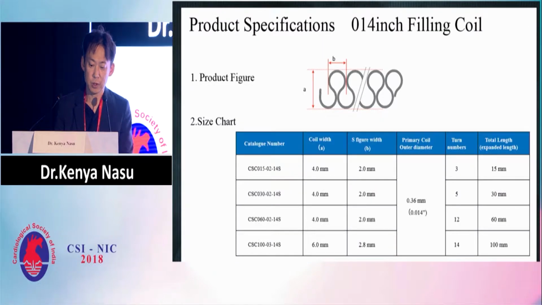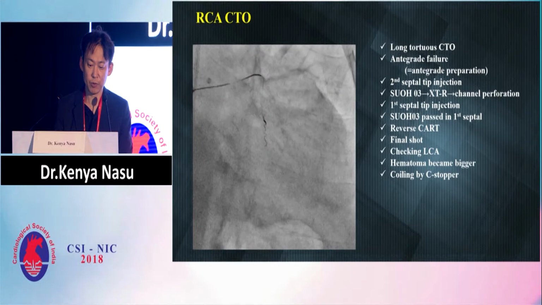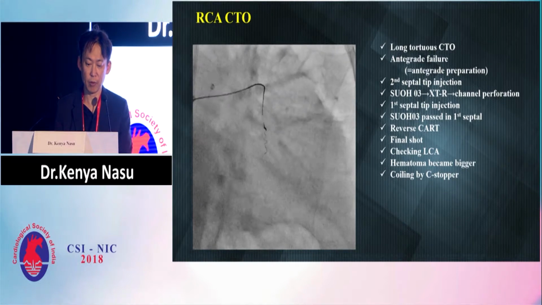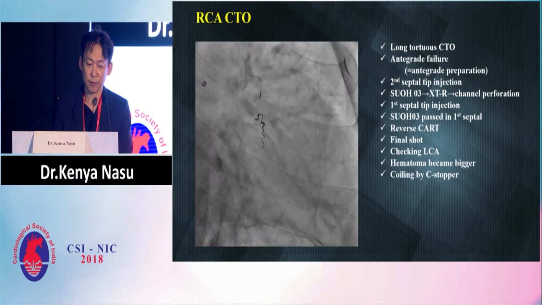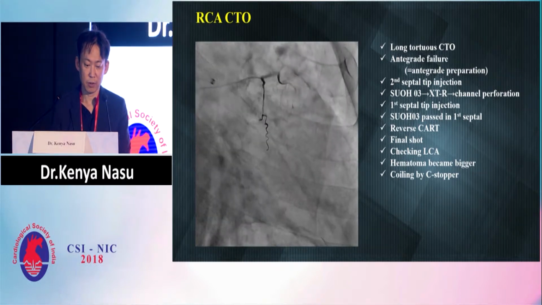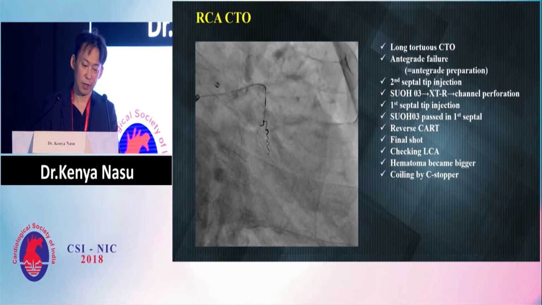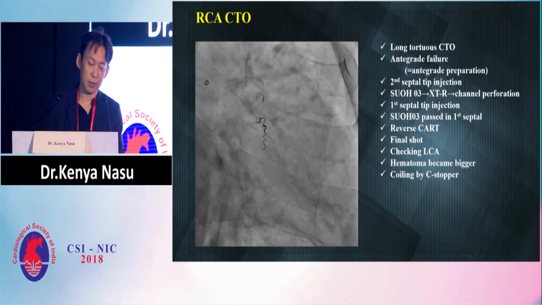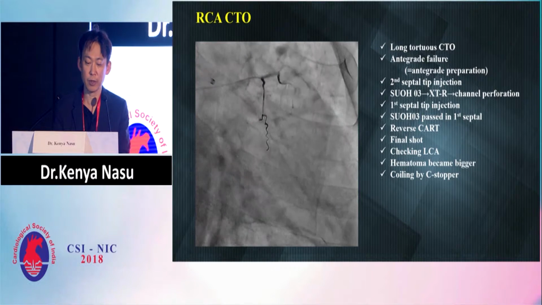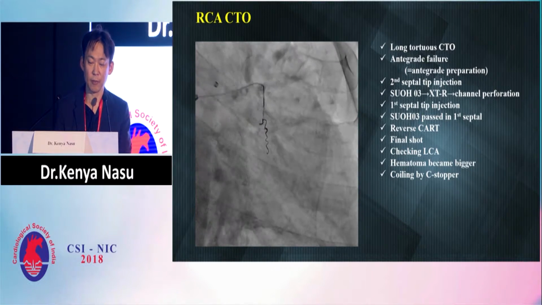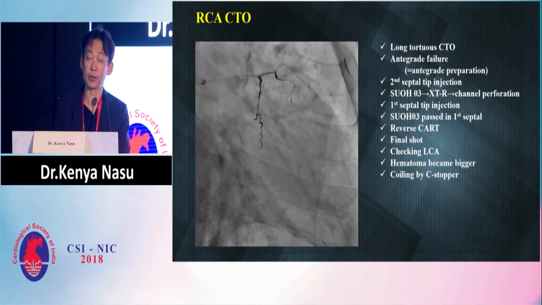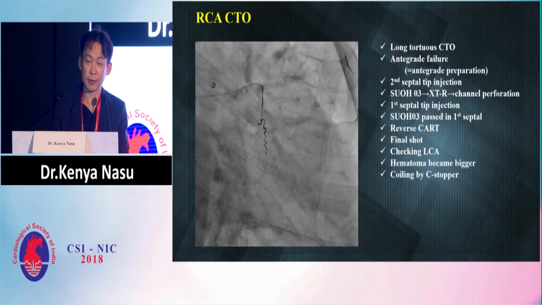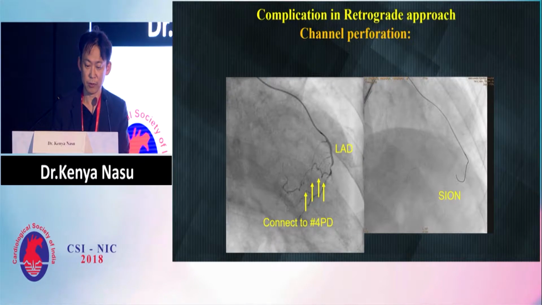So this is the design. For this case, we put two C-Stopper coils like this. After putting in the coil, we never saw the hematoma inside the septal channel. Usually we can leave the hematoma in the septal after making a perforation, but sometimes we meet this kind of situation.